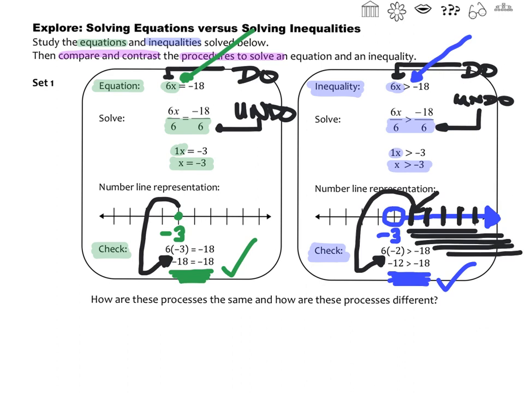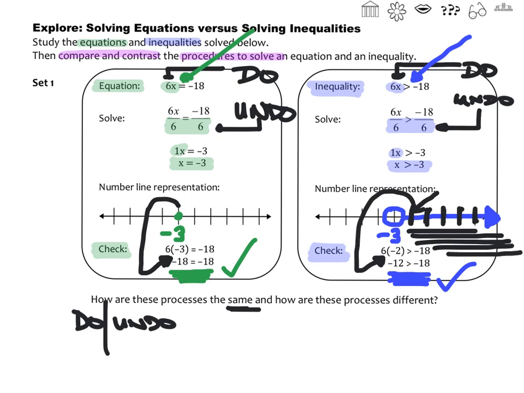So let's talk for a moment about these processes, where they are the same and where they are different. I think we would agree that one place where they are the same is using the do-undo. The do-undo process was exactly the same for equations and inequalities.